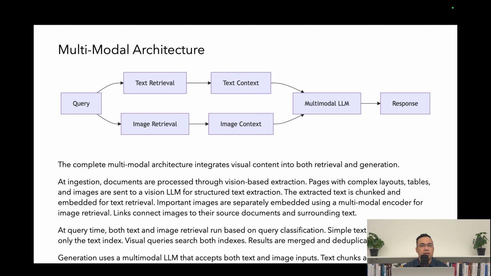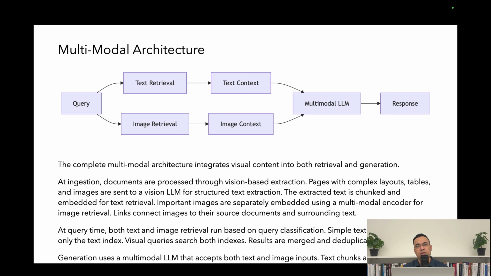Now let's talk about the complete multimodal architecture. At ingestion, documents are processed through format-appropriate extraction. Pages with complex layouts are sent to a vision LLM for structured text extraction. The extracted text is chunked and embedded. Important images are separately embedded using a multimodal encoder. Links connect images to the source documents.